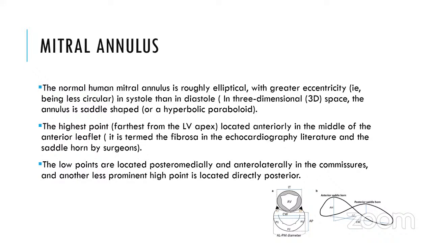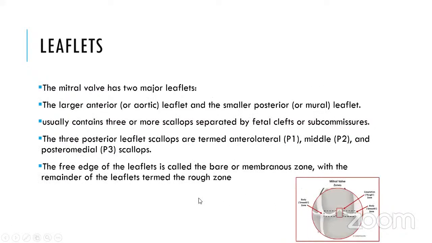And this anterior saddle horn is actually the highest point of the mitral annulus. The lower points are located posteromedially and anterolaterally at the level of the commissures. As you can see here, this is the anterior saddle horn, the posterior saddle horn, and at the level of the commissures, we have the two lower points of the mitral annulus.